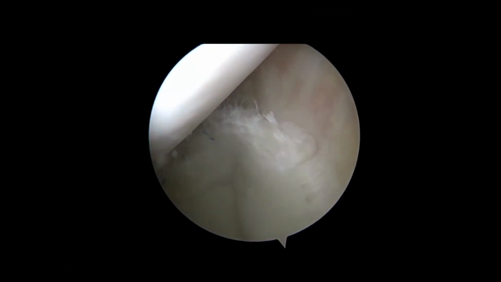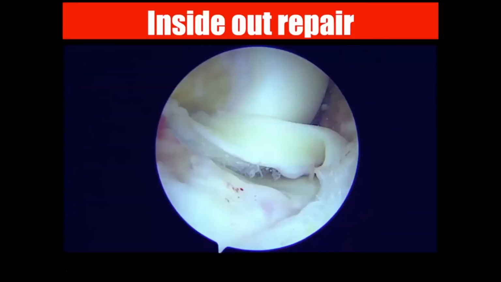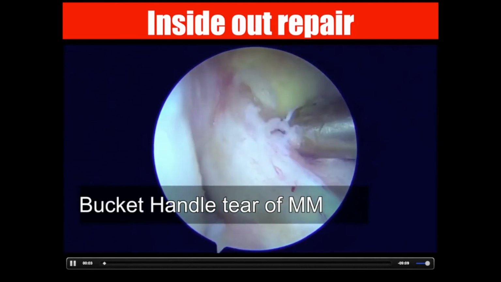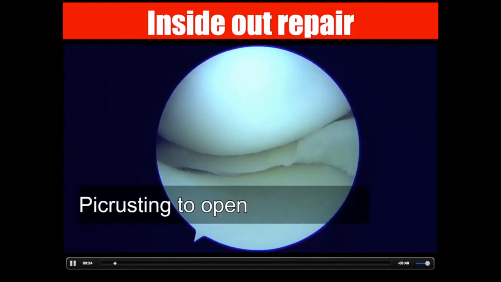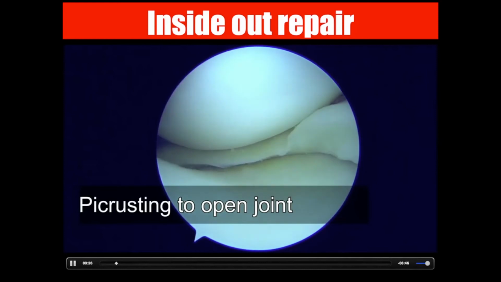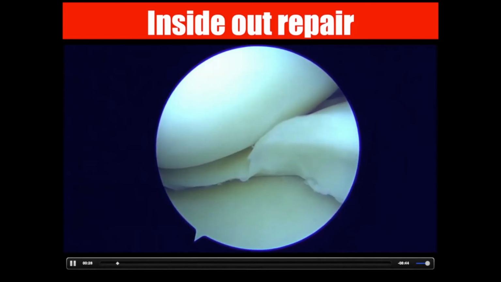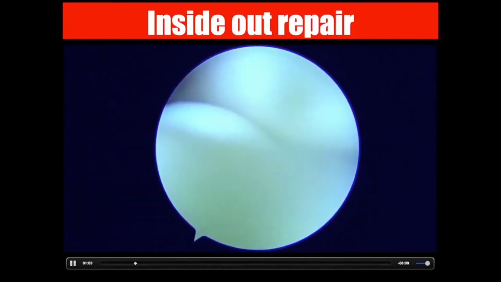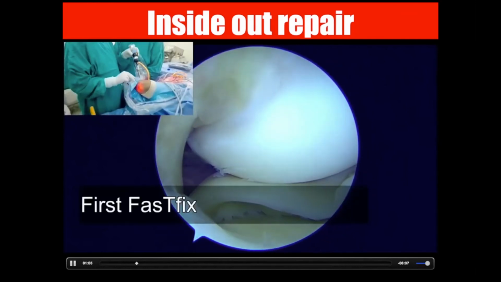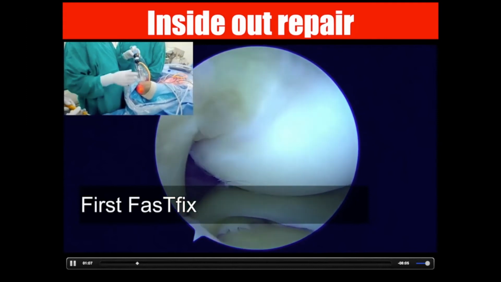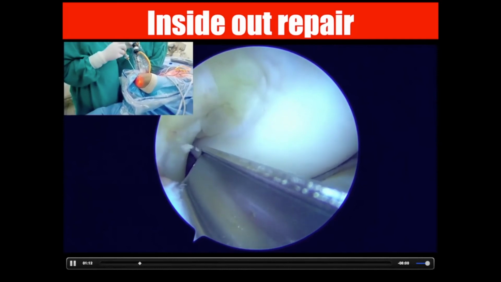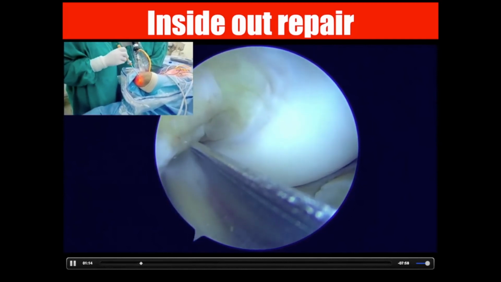So another technique is the all inside technique. This is the bucket handle tear of the medial meniscus, in which the ACL is also torn. We do pie crusting of the superficial MCL so that the medial joint space is open. And we debride, and we do all the procedures to increase the vascularity. So this is the Fast-Fix from Smith and Nephew, which is all inside, a very popular instrument.